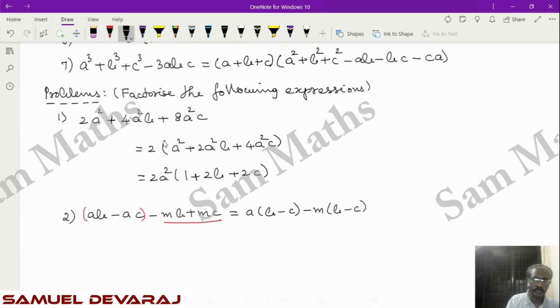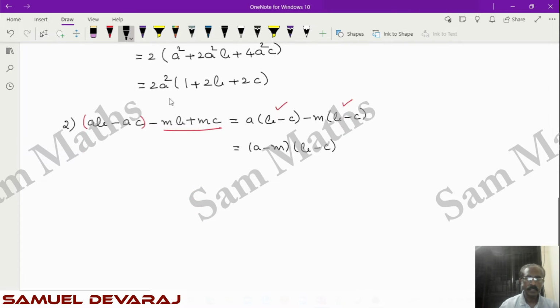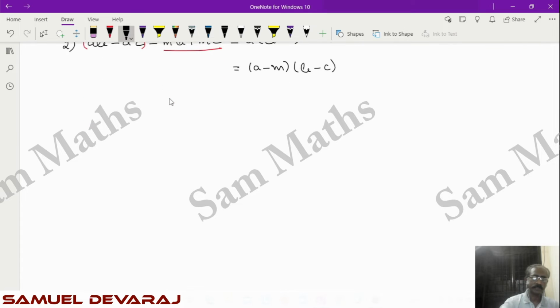From the first two terms, a is common. From the third and fourth terms, minus m is common. Now, among these two terms, b minus c is common. You have to take b minus c as common. Therefore, the left out terms are a minus m into b minus c. This is the required factorization form. Are you clear, children? So you have to be careful while taking the common terms to do the factorization.